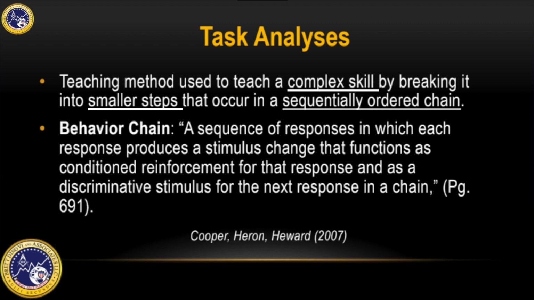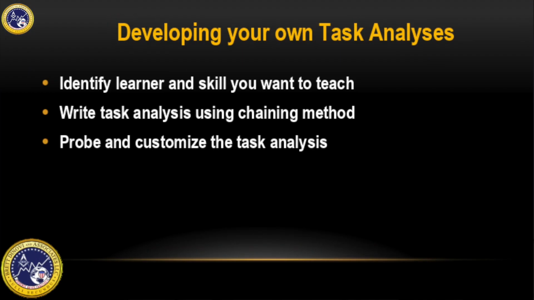As a reminder, Cooper, Heron, and Heward define a behavior chain as a sequence of responses in which each response produces a stimulus change that functions as conditioned reinforcement for that response and as a discriminative stimulus for the next response in a chain. When developing a task analysis, you'll first want to identify the learner and the skill you want to teach that can be found in a naturally occurring chain. These can often be identified through some of the more common assessments, such as the ABLLS, the AFLS, or Essentials for Living, just to name a few.